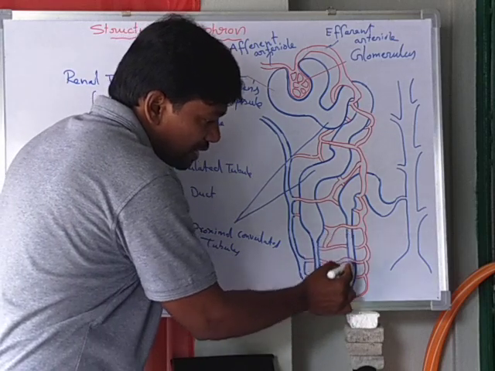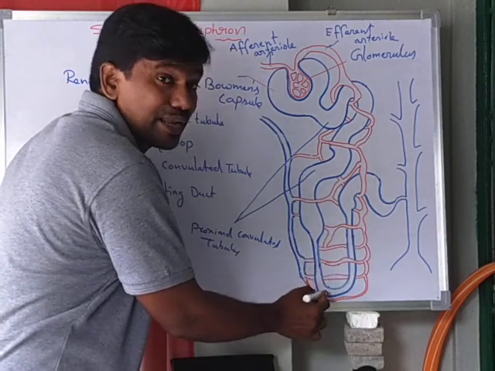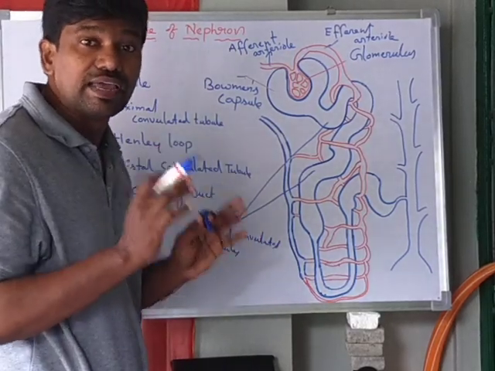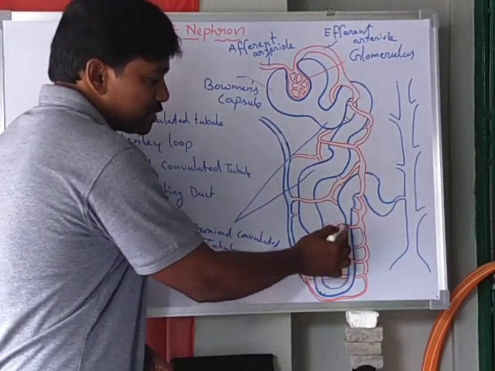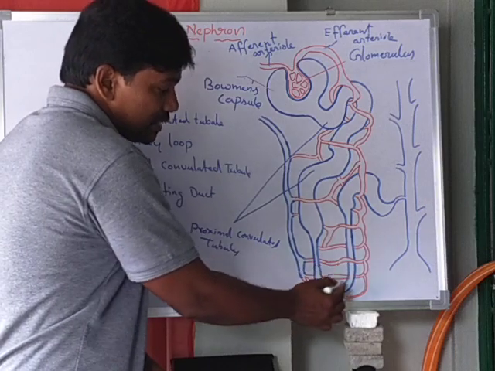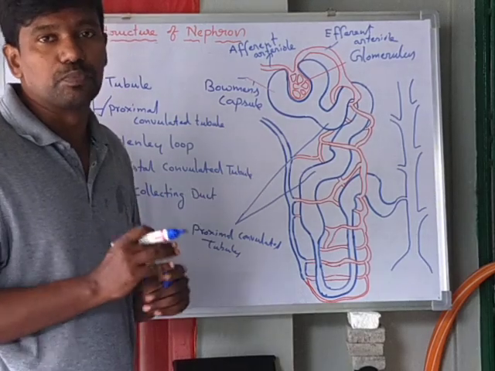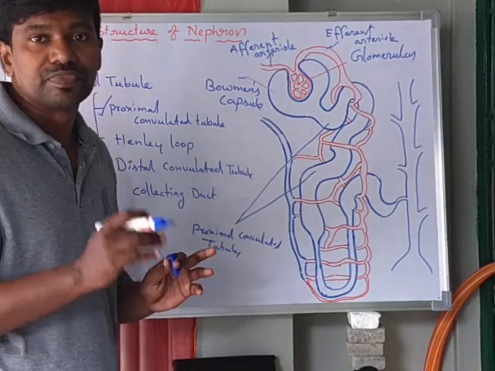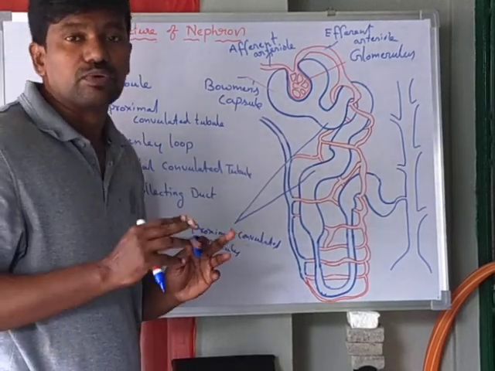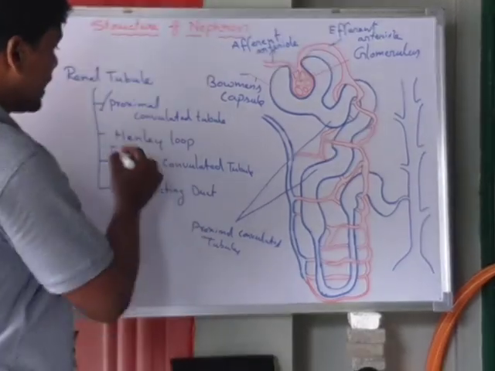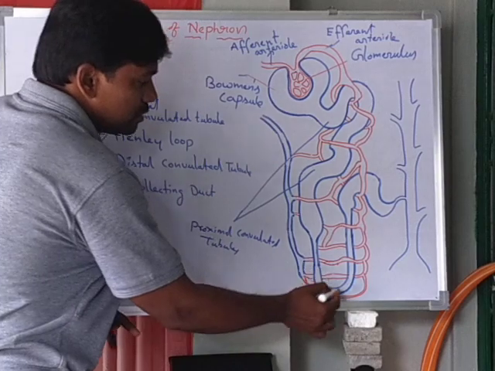This one is the Henle loop. It looks like a hairpin. So the hairpin-like, narrow U-shaped tube is called the Henle loop. Generally the Henle loop is also divided into two parts, two limbs.